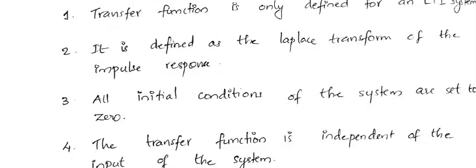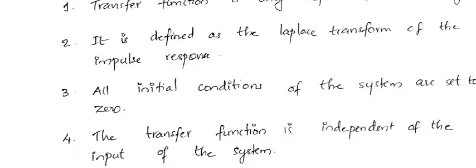Then the fourth property is that the transfer function is independent of the input of the system. So why do we say that? Because if the input changes, the output will also change. And transfer function means we are taking the ratio of output to input, right? So that will be a constant. Actually, transfer function will be a constant, so it does not depend on the input, right?